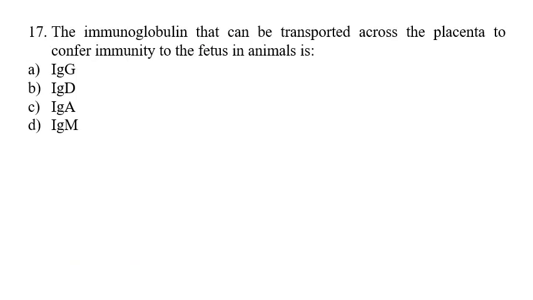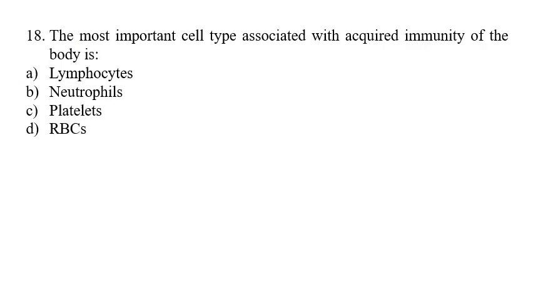Next question is, the immunoglobulin that can be transported across the placenta to confer immunity to the fetus in animals is. Okay? So the placental transfer of maternal IgG antibodies to the fetus is an important mechanism that provides protection to the infant. Okay? Because at this time in the fetus humoral immunity is inefficient. Okay? And IgG is the only antibody that can significantly cross the placenta. So the correct option would be A, that is the IgG antibody.